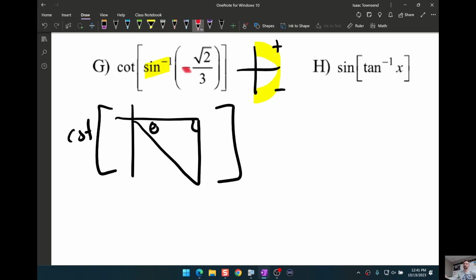SOHCAHTOA number 1, sine is opposite over hypotenuse. Hypotenuse is always positive, and going down makes this guy negative. Once again, you should not assume whether the negative goes with the 3 or the square root of 2. That's why the picture comes into play. Pythagorean theorem to find the other side.